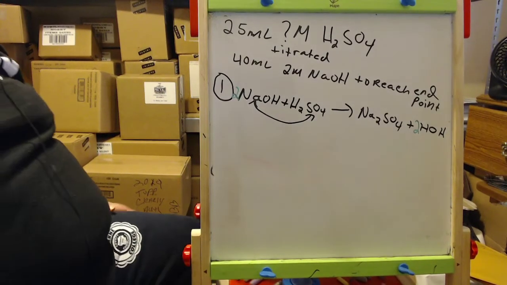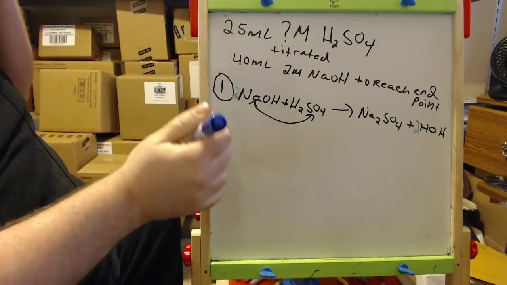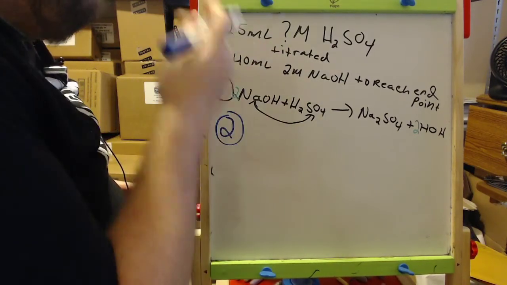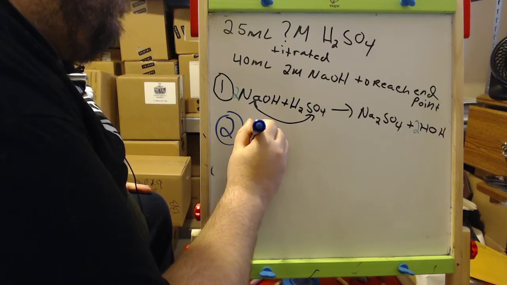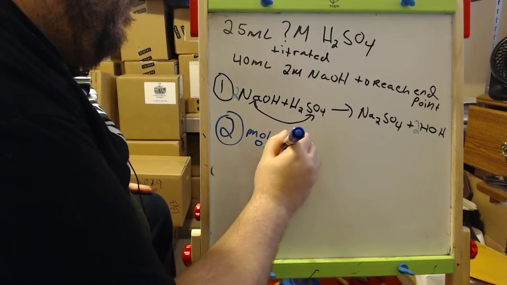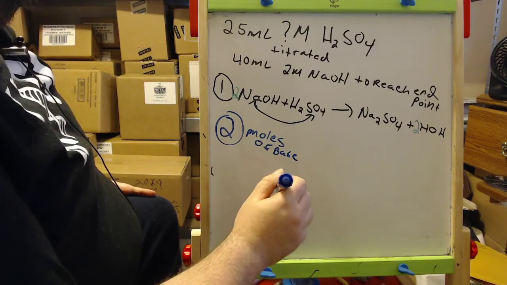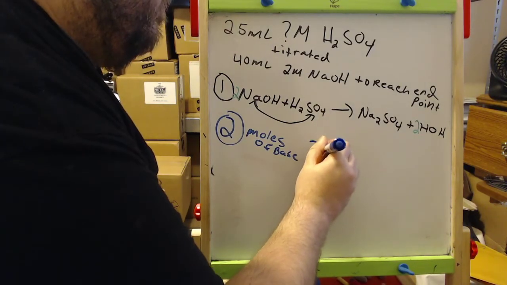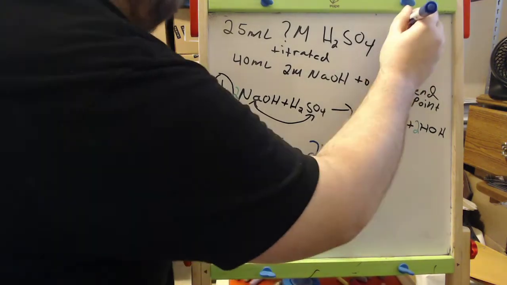All right, step 2. Figure out how many moles of base. How many moles of base were added? So we're looking to figure out the moles of base. I know I have 2 molar. I don't know the moles. And again, I'm going to put it up here.